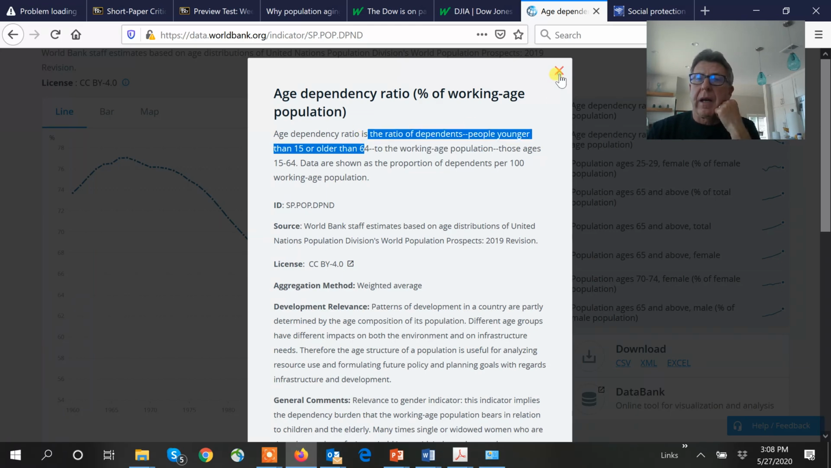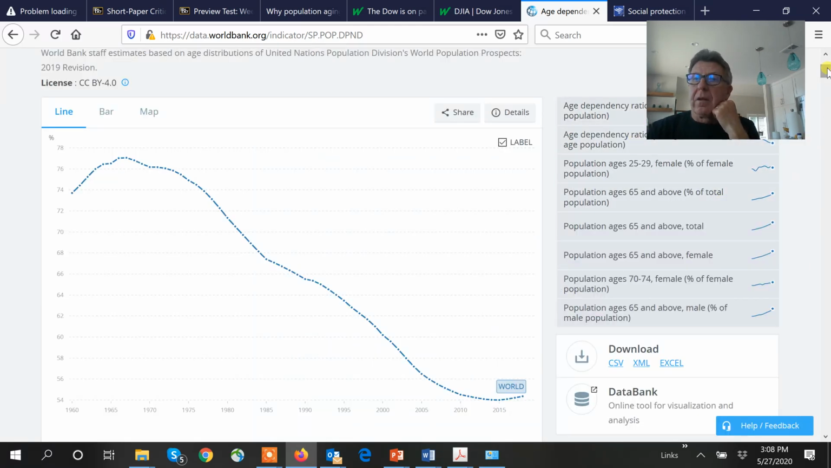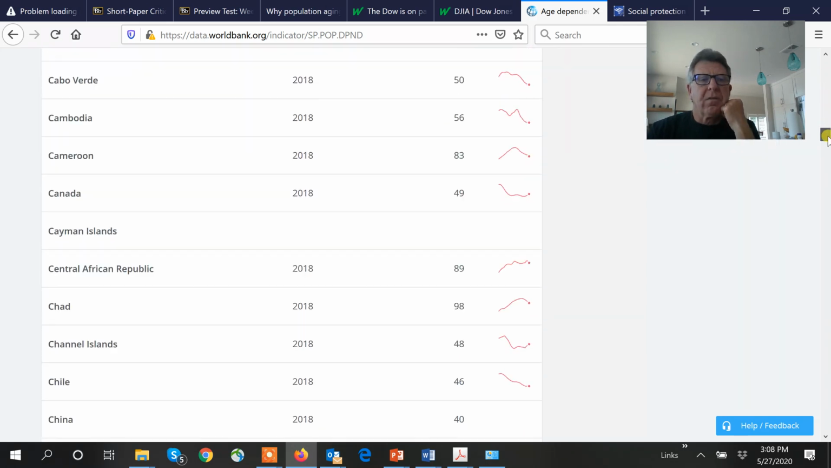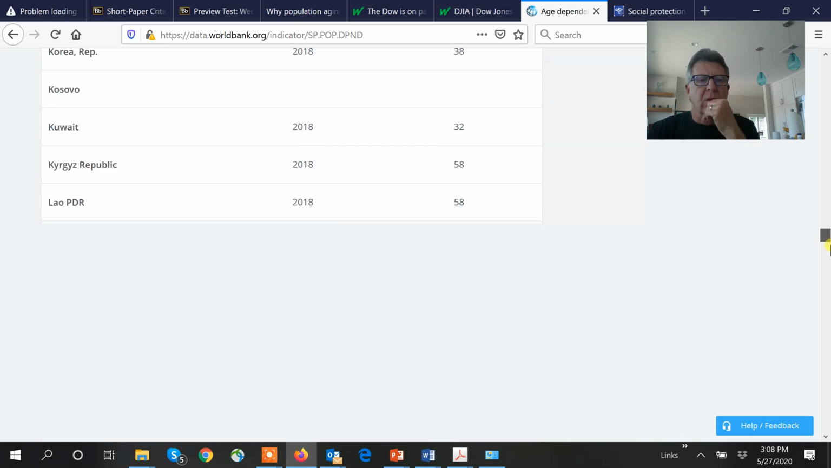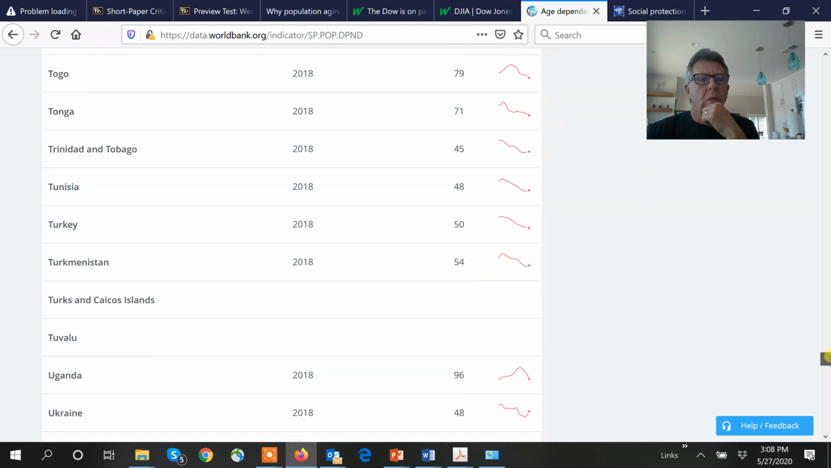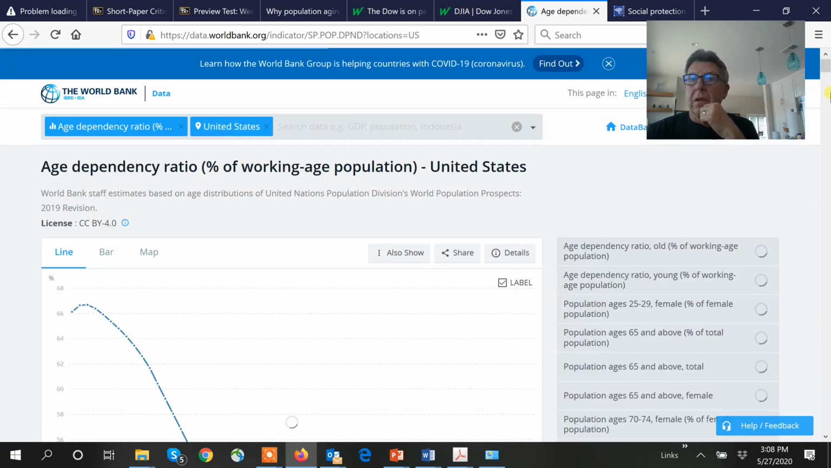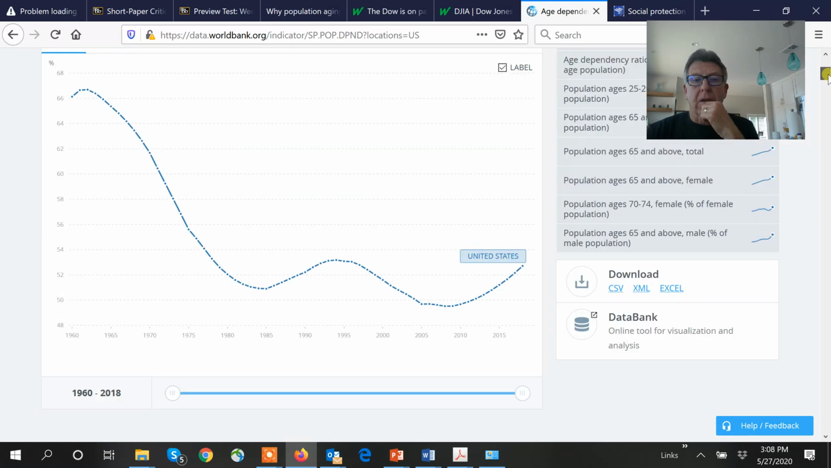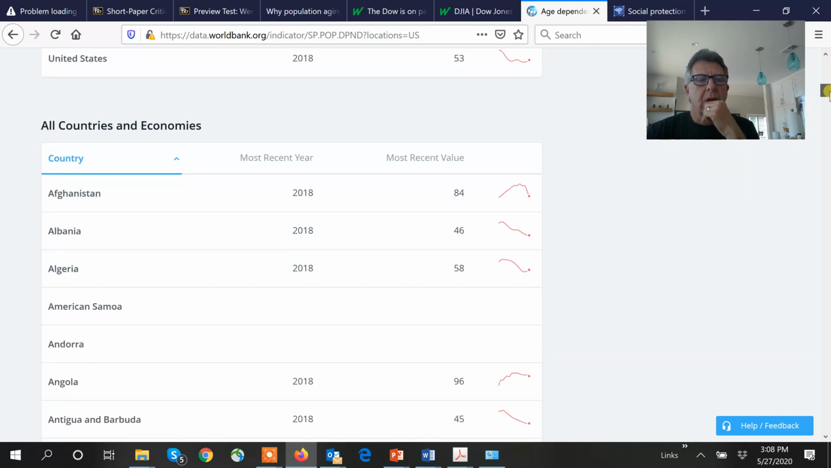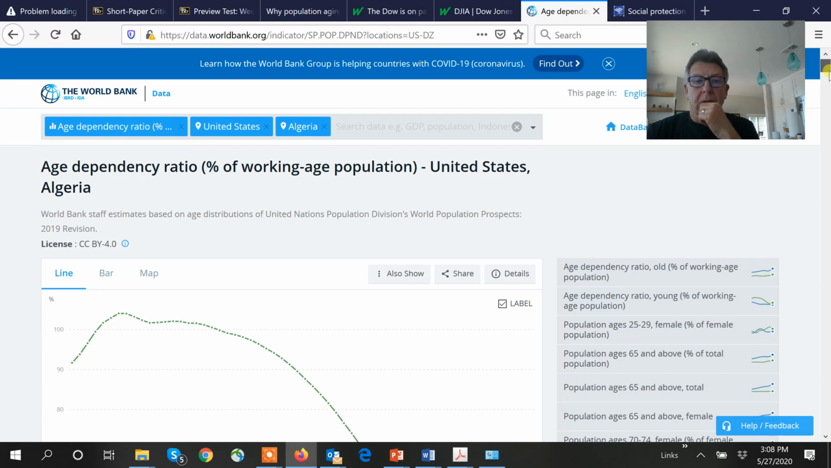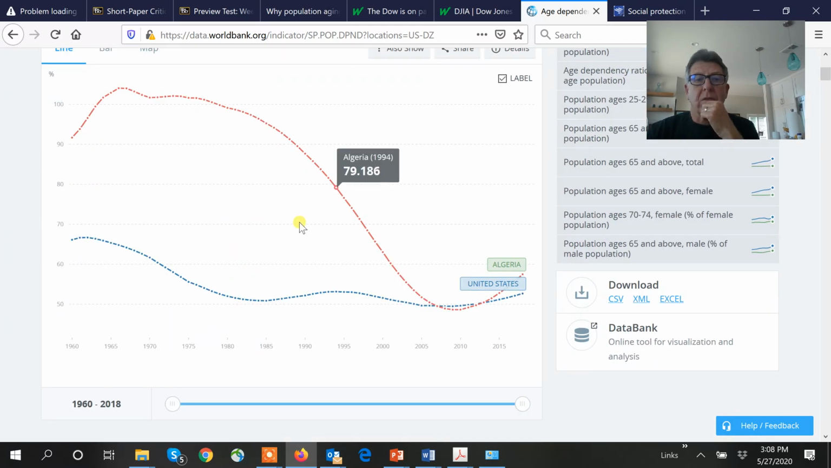Now, this is again the world, but you're going to be asked to put in individual countries. So I can scroll all the way down here. Where is our favorite country? Okay, there it is, right there. If I click on that, I come back up, and then we look at the United States. So I put that one in. I can put another country in here. How about Algeria? There you go. So there it is right there.